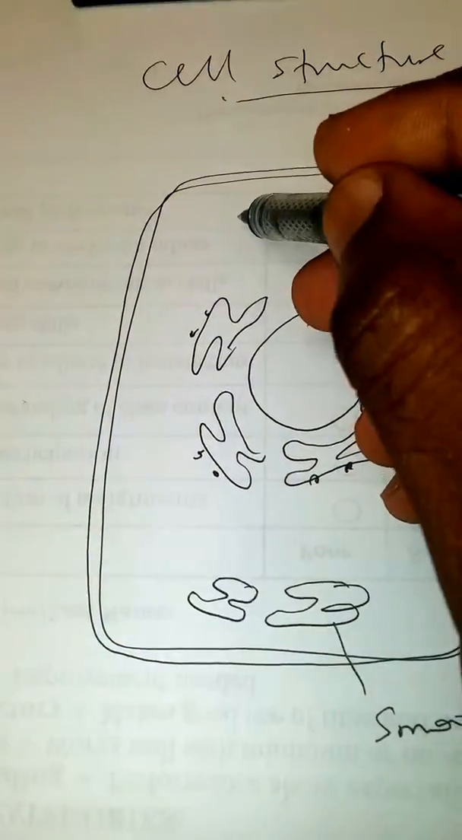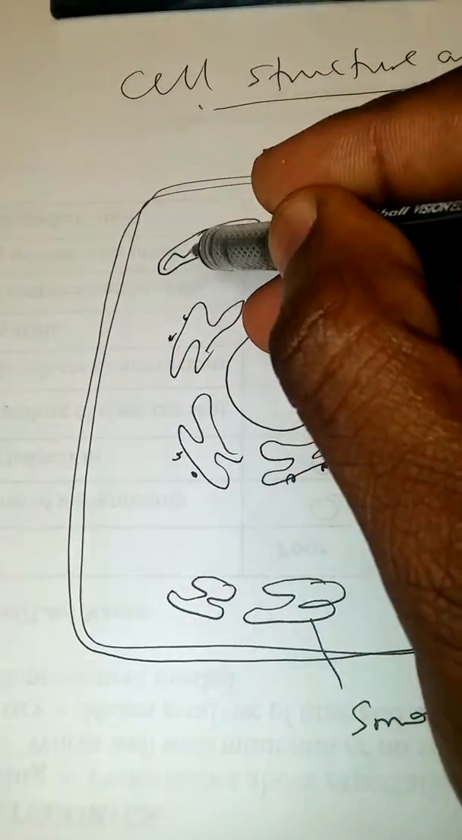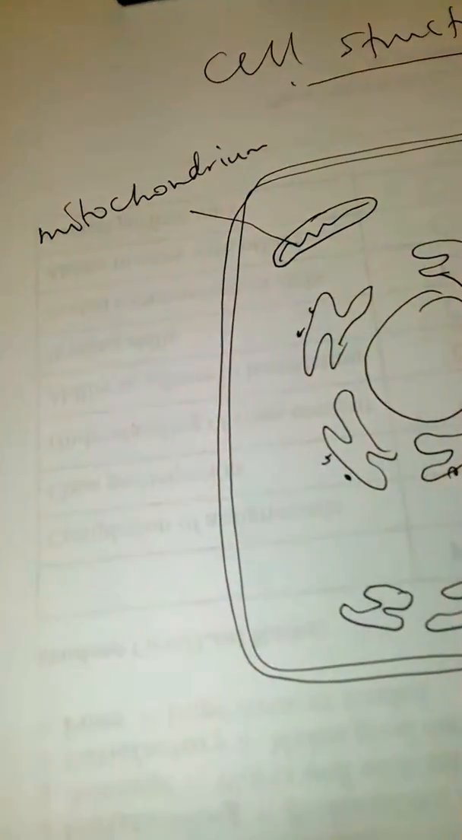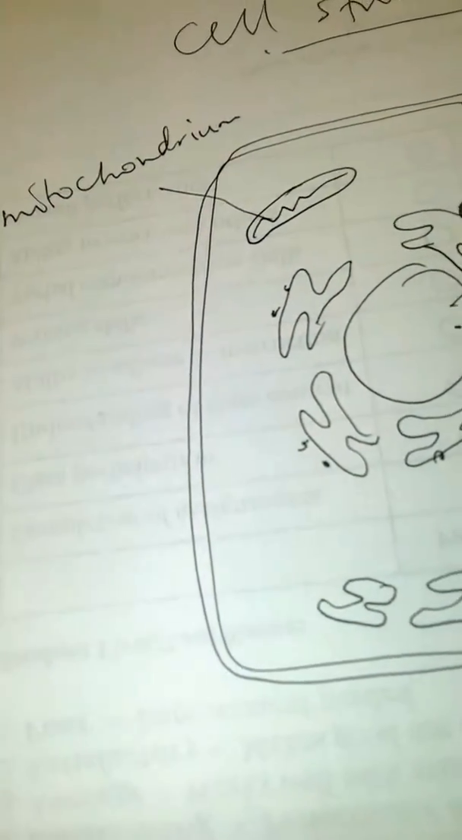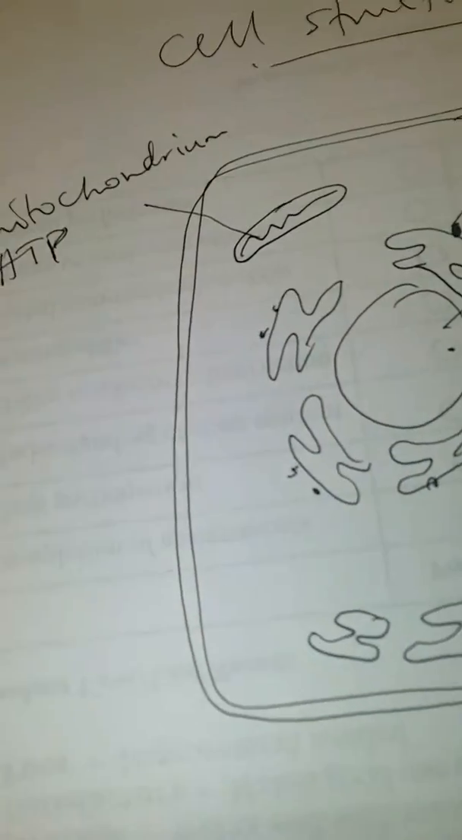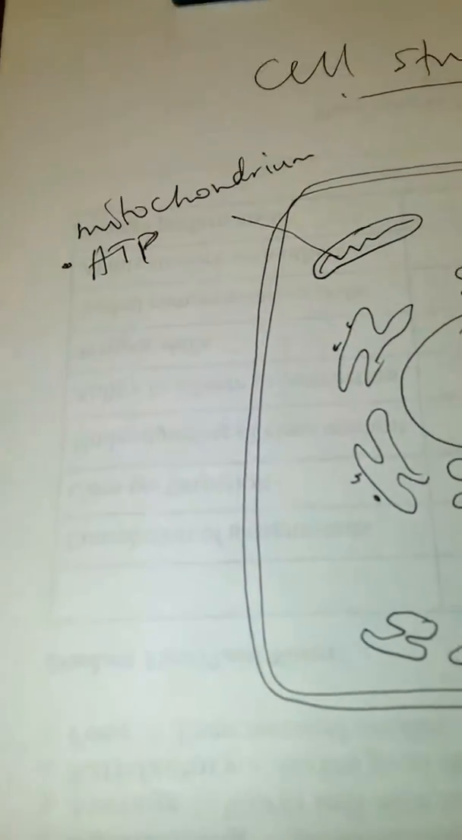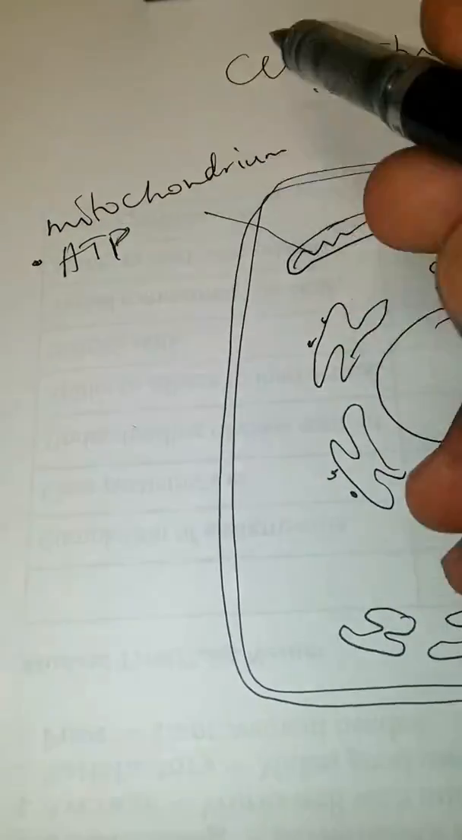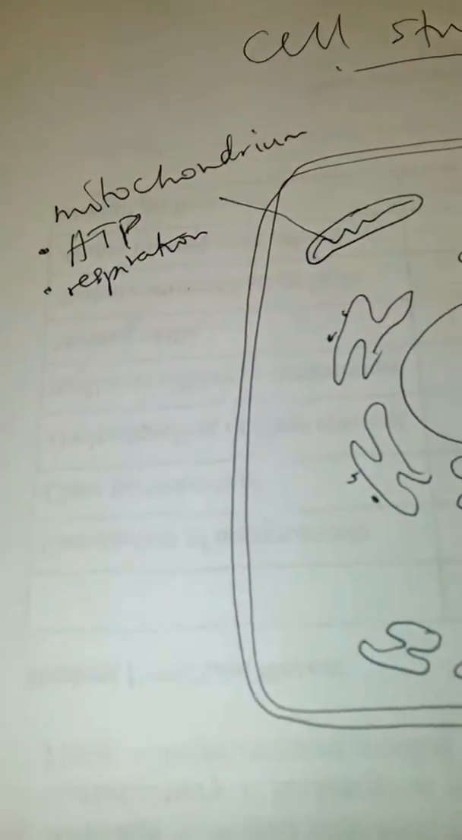Then we have a sausage-shaped structure known as the Mitochondrion. Mitochondrion, plural mitochondria. Mitochondrion, the function is to produce ATP. ATP, that's a powerhouse. So mitochondria is a powerhouse of the cell. So respiration occurs within the mitochondrion. Respiration. And we store our energy in the form of ATP.